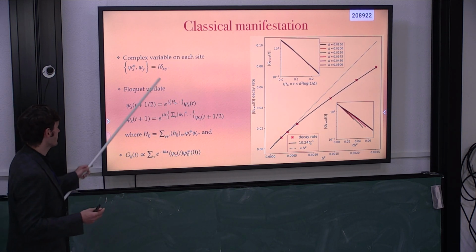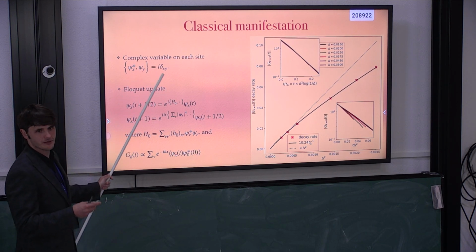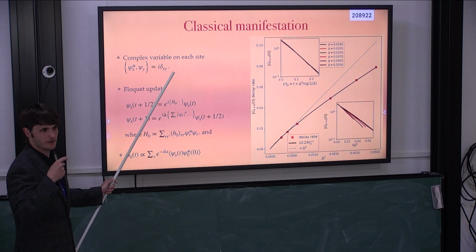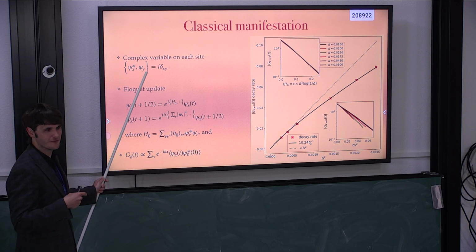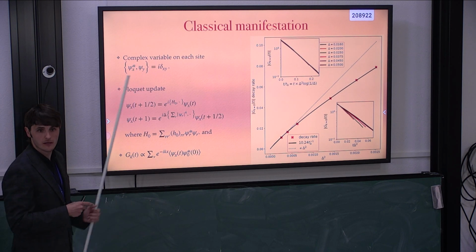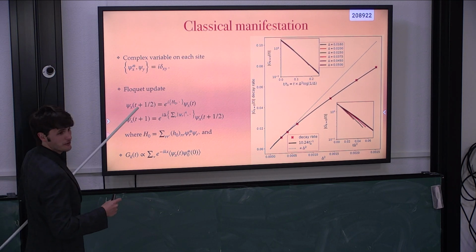Okay? So this is that model. Or you could also just phrase this in terms of an oscillator on each site, with a P and Q, but it's a little bit more intuitive for me to formulate it in this way. Okay? So that's the Poisson structure, and here is the update rule.